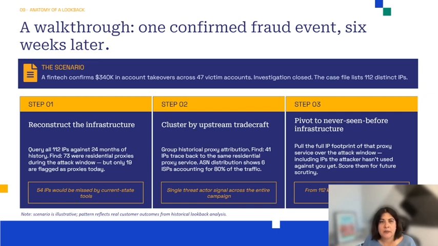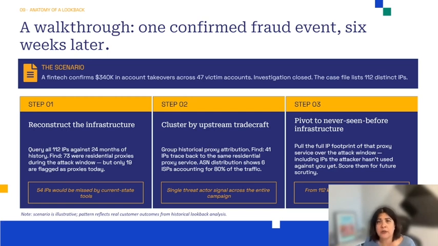I want to emphasize this slide and spend time on it, because we're going to walk through a scenario where IP historical insights and lookups can make a huge difference. The scenario is a fintech company closes a $340,000 account takeover investigation. There were 47 victims, 112 IPs logged. The case is closed. Six weeks later, someone runs a historical look back, and here's what they find.